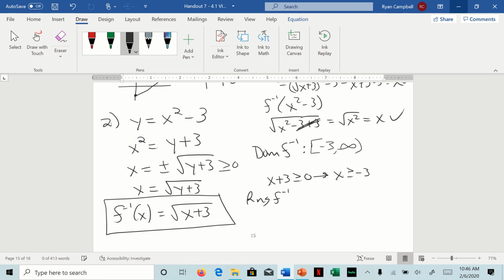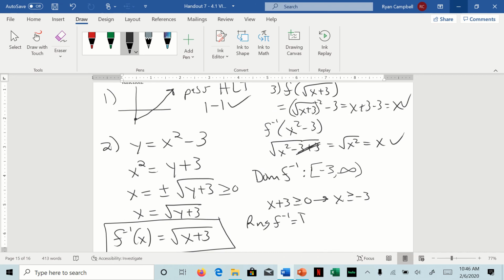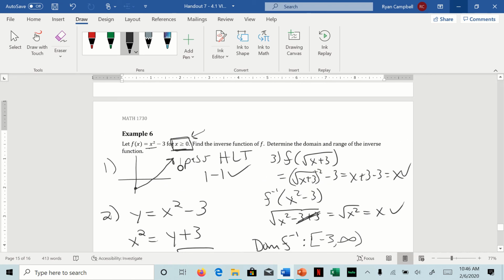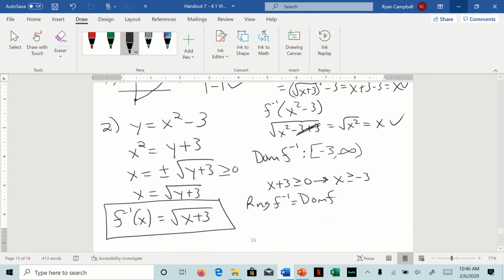Now let's look at the range of our inverse. Again, that's the domain of our original. And what was the domain of our original? Well, it seems like it's all real numbers, but remember, we limited the domain to only x's being positive or 0. So we don't even have to do anything. It told us what it was, just going from 0 to infinity, and we're done.